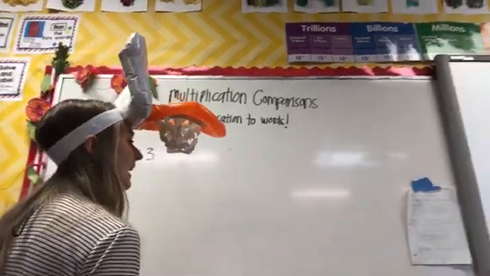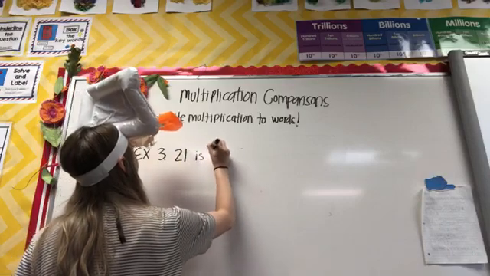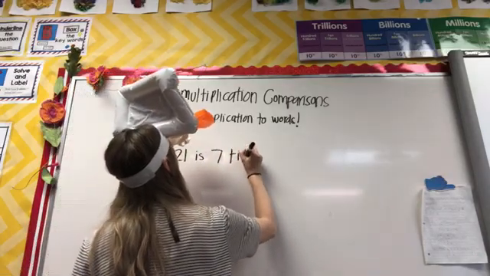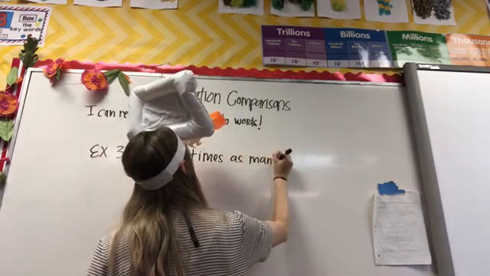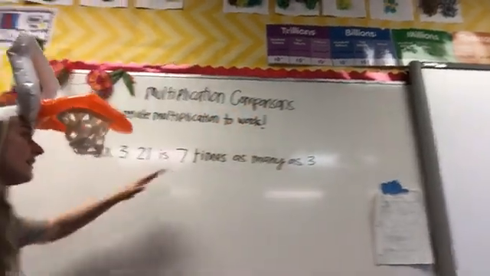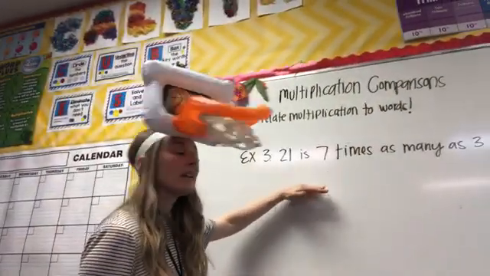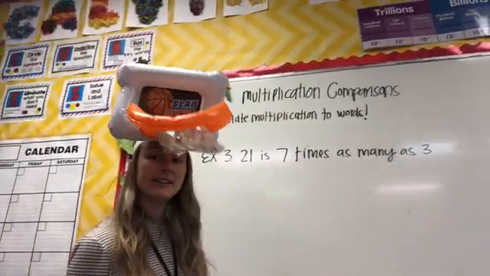If we had 21 is 7 times as many as 3, okay? This time they gave it to us in words. 21 is 7 times as many as 3. How could we change that into numbers?